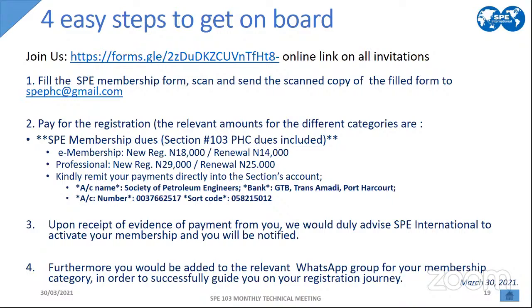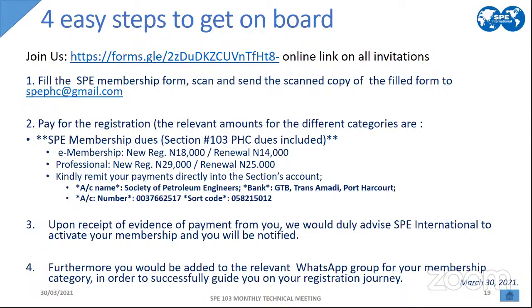We have the e-membership. For new registration, it's 18,000. Then for renewals, it's 14,000. We have the professional membership, 29,000 for new registration and 25,000 for renewals. So you can easily pay this amount to our SPE account.